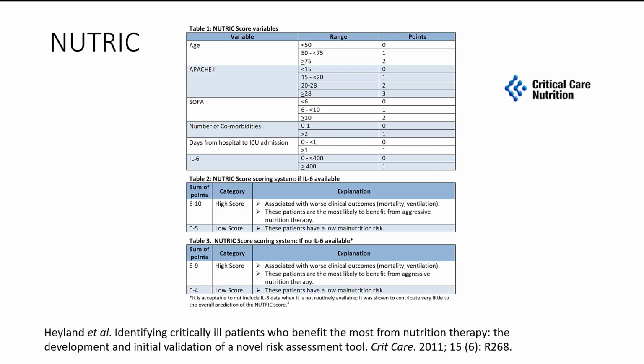The NUTRIC score is the most used. It uses age, APACHE II score, SOFA score, number of comorbidities, days of hospitalization prior to ICU admission, and interleukin-6 level if available. If IL-6 isn't checked, a cutoff of 5 or above is considered a high nutrition risk.